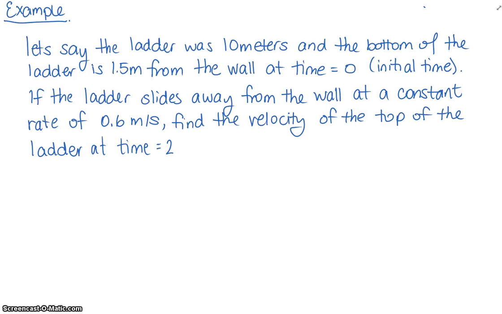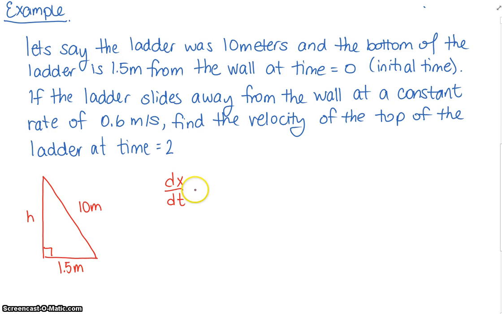So let's now say our ladder is 10 meters long, and the bottom of the ladder is 1.5 meters from the wall at the initial time. So what we have then is a wall with a ladder beside it with a distance of 1.5 meters away from the wall and 10 meters here. It is a right angle, so there is a nice relationship between our height and our base and our ladder length. We also know that it's being pulled away at a constant rate of 0.6 meters per second. So our derivative of x with respect to time, our horizontal component, is going to be equal to 0.6 meters per second. So for every second, we're traveling 0.6 meters away from the wall, horizontally.